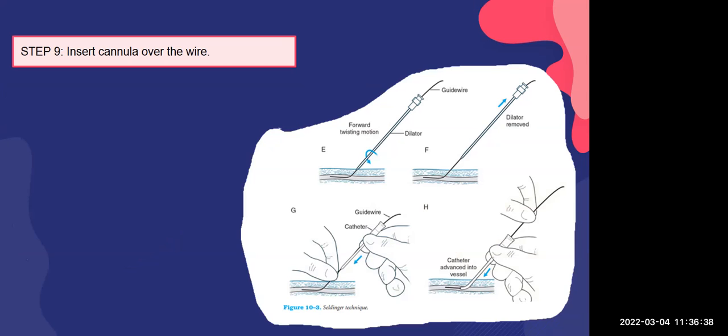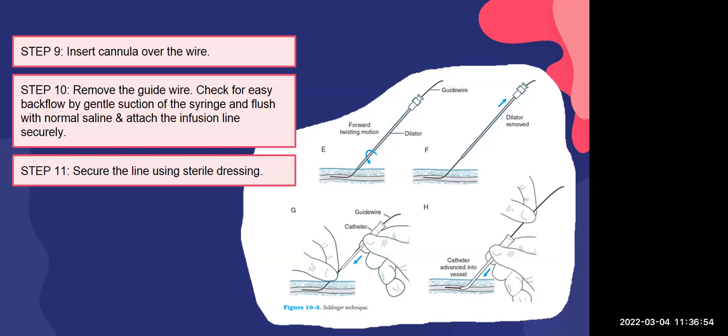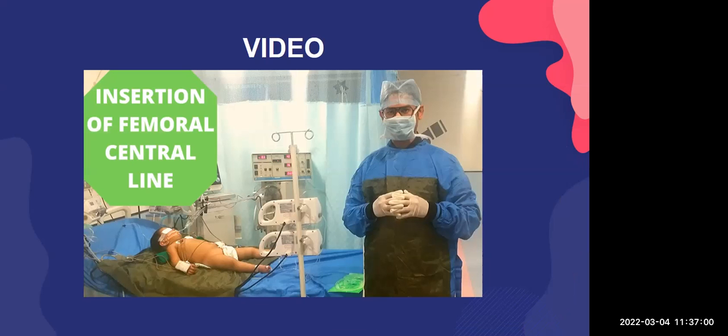And then we remove the guide wire gently and check for easy backflow with gentle suction of the syringe, flush with normal saline, and attach the infusion line securely. And then the last step, we secure the line using the sterile dressing. So let's watch a video for more understanding.